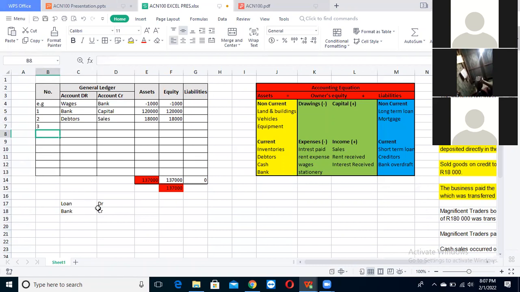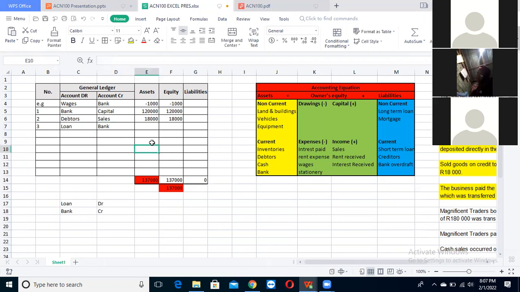We know that we are supposed to debit the loan account. So we come here under the account to be debited. We write the loan account. And then we are supposed to credit the bank account, because remember, the bank is paying cash as part of a repayment to the loan. So we credit the bank account. So we come and write bank here.